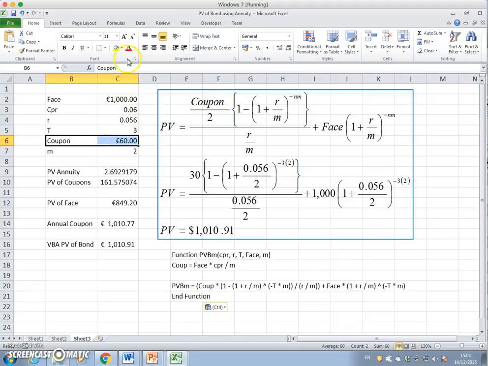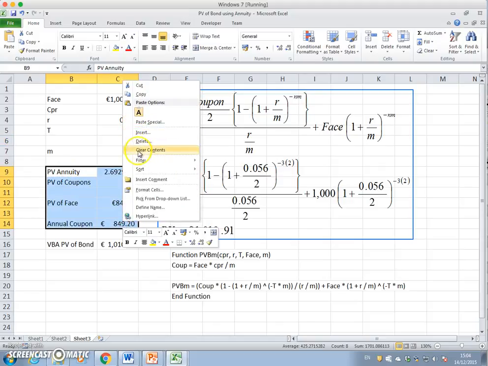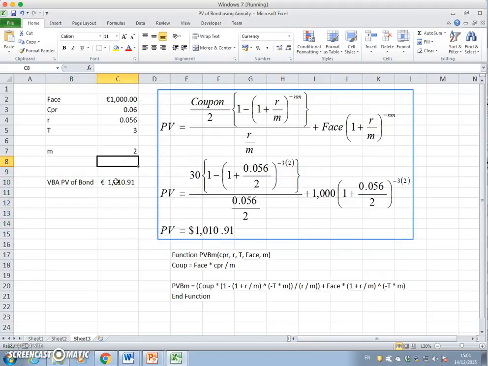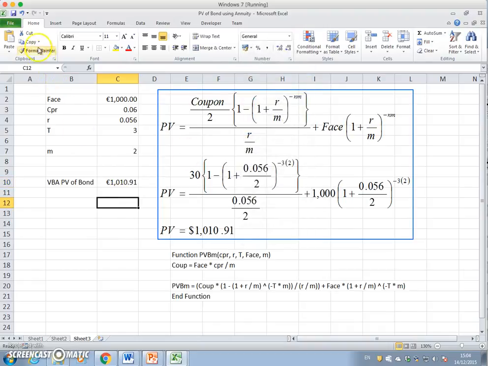This is something that we work out, so it's calculated. We can remove it in a moment. And then the bond price for a semi-annual or a biannual coupon paying bond, the present value here is 1010. Now we can remove these cells, and we can remove these cells just to streamline our results, delete, and we've already verified that the function works. And let's change this to currency for the moment.